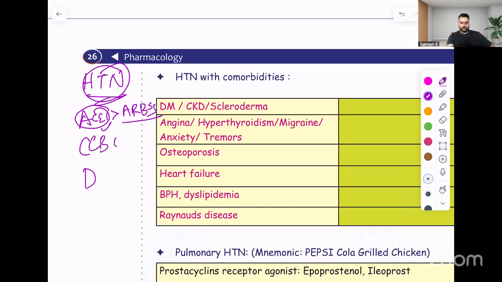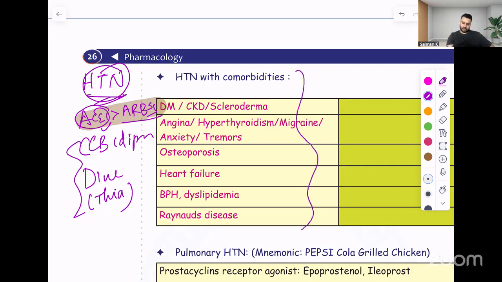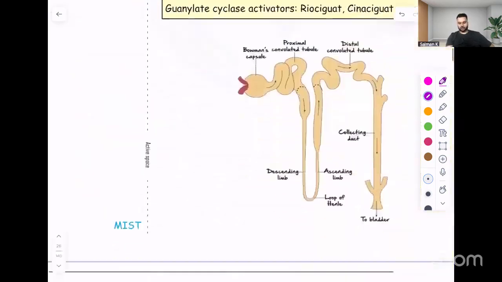Next is CCB, depends mostly on what is used. Then diuretics like thiazide. So these are the drugs you should be choosing in a patient who is having only hypertension. ACEs and ARBs are used for younger people who are below 55 years. CCB and diuretics are used for people who are above 55 years. Next, read this. If a patient is having hypertension with some extra disease, then which drug to be chosen for this? Read that table. You will get a question from that.